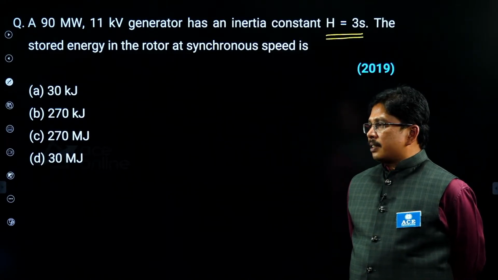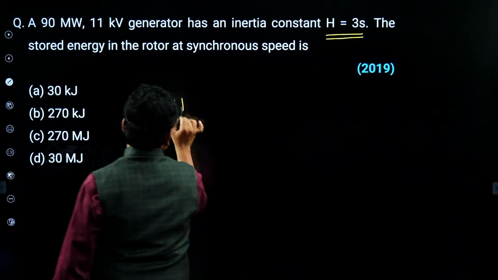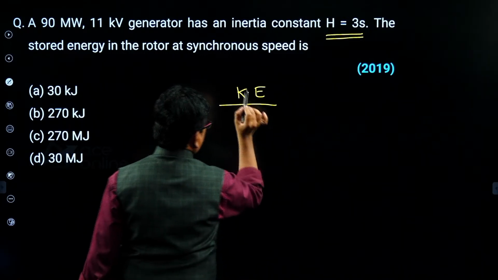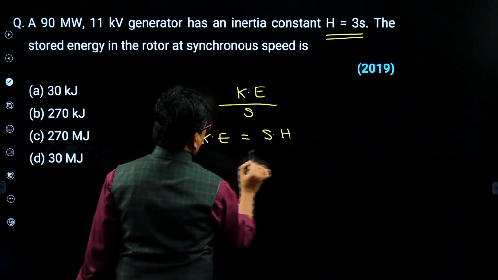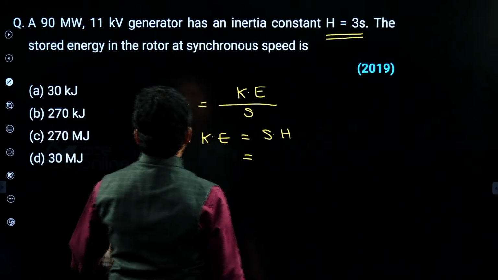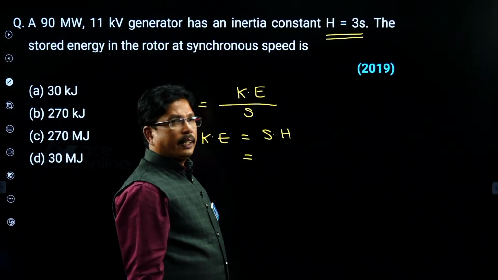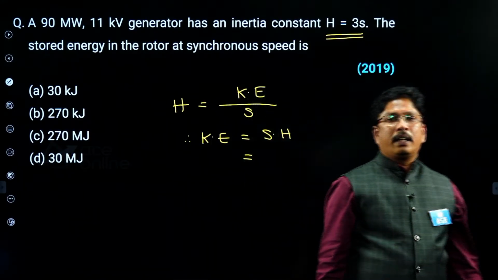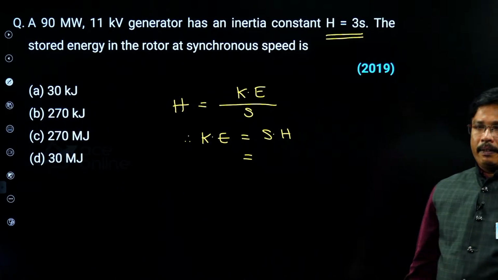We know the inertia constant H. H is equivalent to kinetic energy stored divided by apparent power rating, where kinetic energy is equivalent to S into H. Where S is given. You can take it as 90 MVA. Why? Because power factor is not given. When power factor is not given, we can take that power factor is equivalent to 1. 90 megawatt is equivalent to 90 MVA.